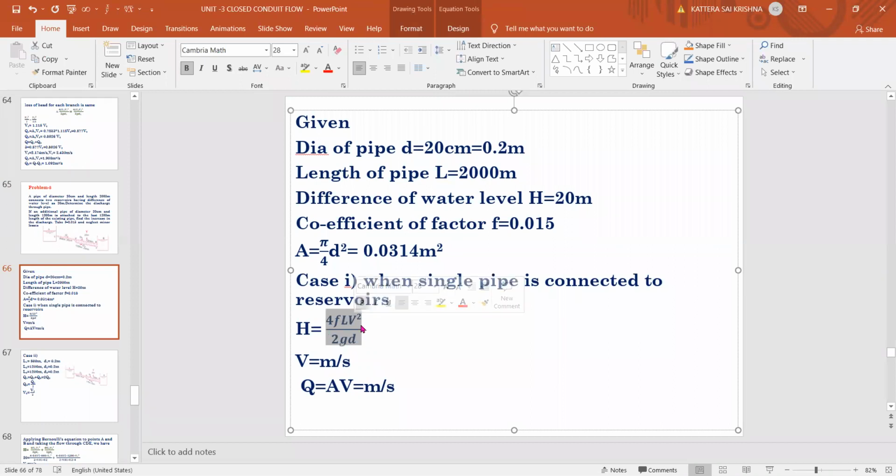Right. So we have all the values except the velocity. So we can substitute all the values here to find the velocity. So what is H given? H is given as 20 meter.